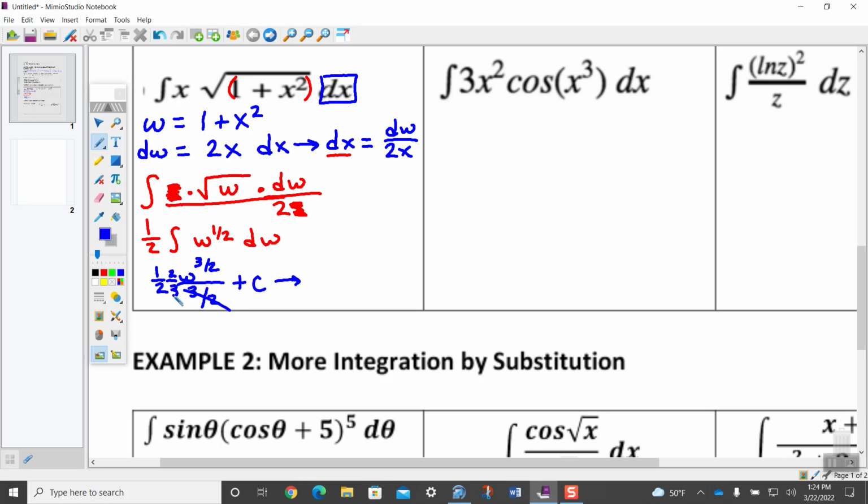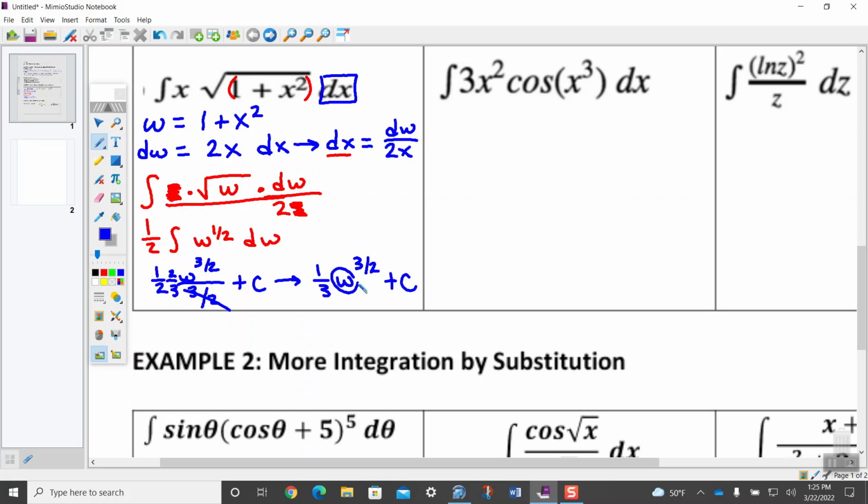What are the 2's going to do here? Cancel. So what fraction am I really left with here? 1/3. So I'm going to have in the end 1/3 w to the 3/2 plus c. Now that's a great job right there. Only problem I have here is this. This antiderivative wanted to be found with respect to which variable? I found the antiderivative with respect to what?